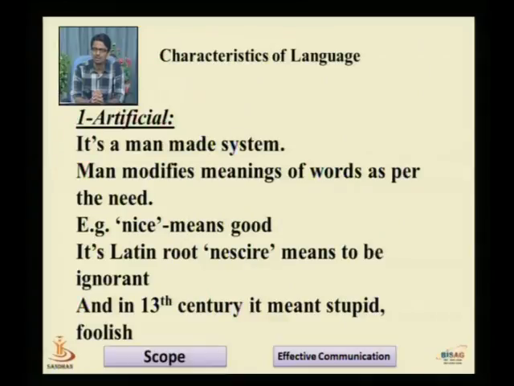The very first thing I must talk about is that language is artificial. Why is it artificial? Because it is a man-made system. Man modifies the meaning of words as per the need. For example, you can see an example on the slide. Nice means good. Its Latin root nescius means to be ignorant, and in the 13th century it meant stupid, foolish.